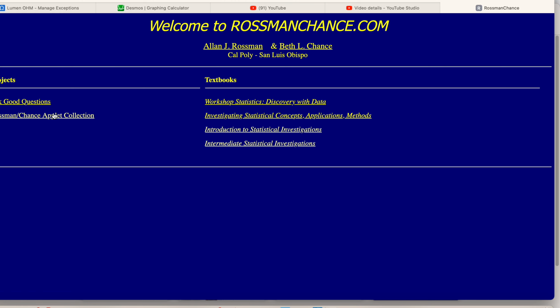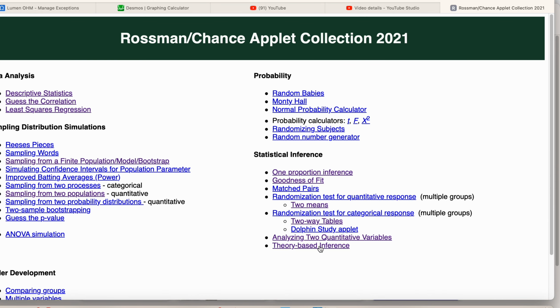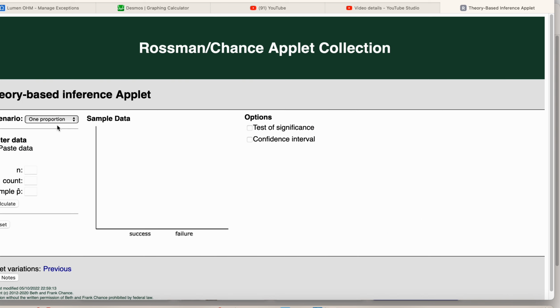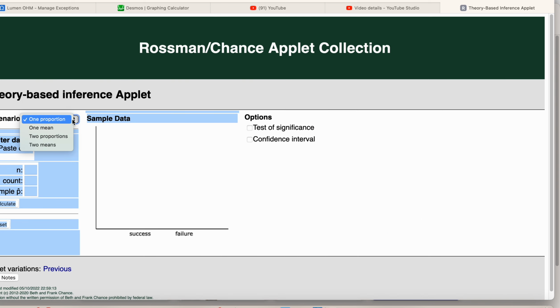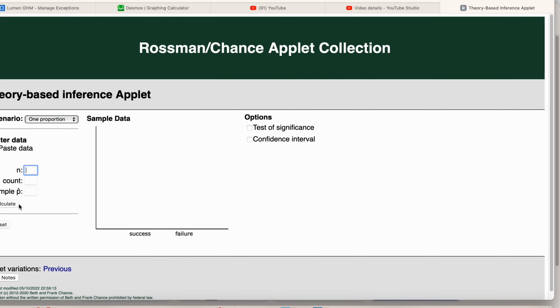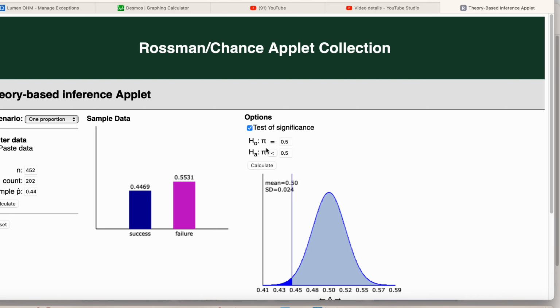We're going to open up Rossman Chance. I'm going to click on the applets. I'm going to go all the way down here to theory-based inference. And because I'm dealing with one proportion, okay, pi, I'm going to enter my data in here. My sample size is n equals 452. My count, this box here wants the number of successes, 202. And then I'm going to put in my p-hat. So that is 202, and it calculated us out of 452. Okay. Then I'm going to do a test of significance.